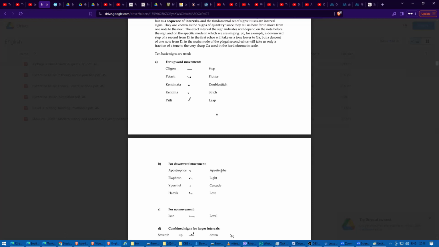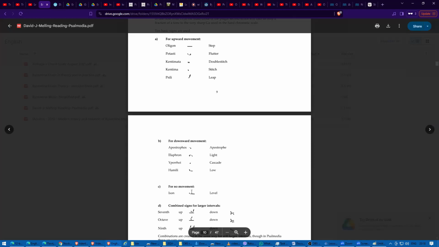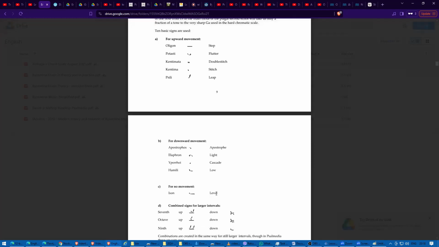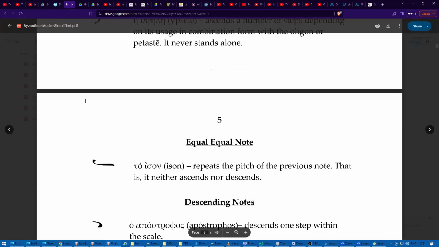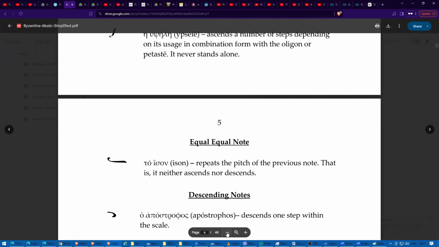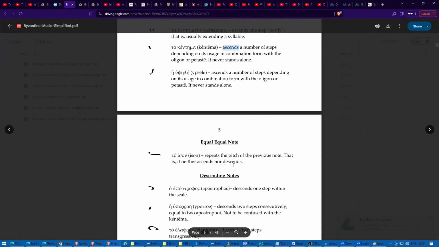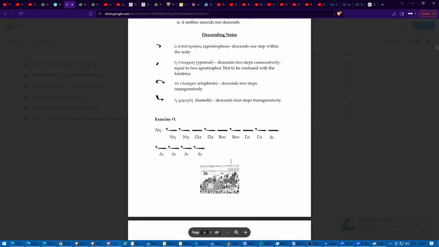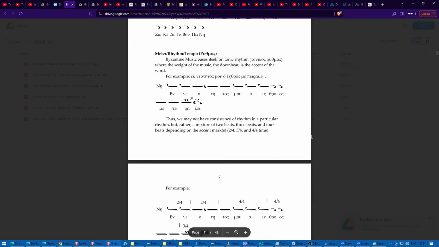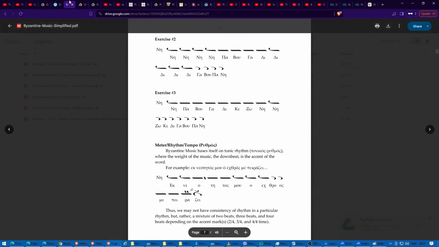The apostrophos, okay, that's an apostrophe, but for ison, he shows us here that it's level. But if you move back to some of the characters, we can try to do a few more exercises.